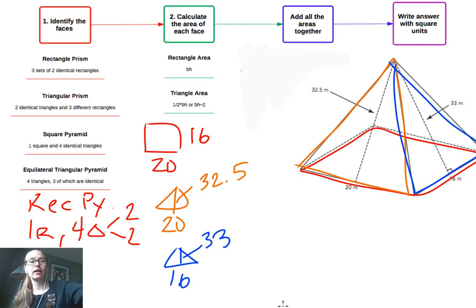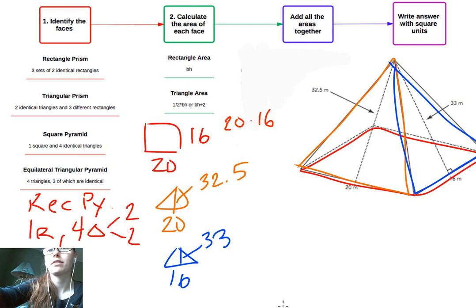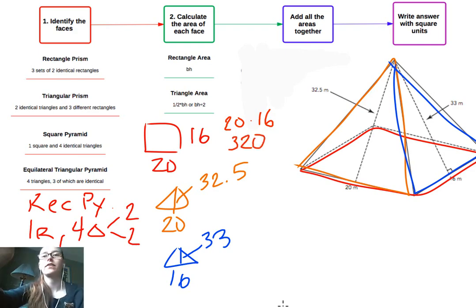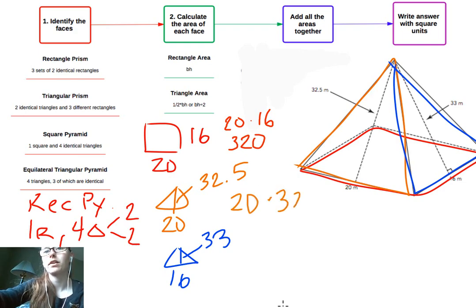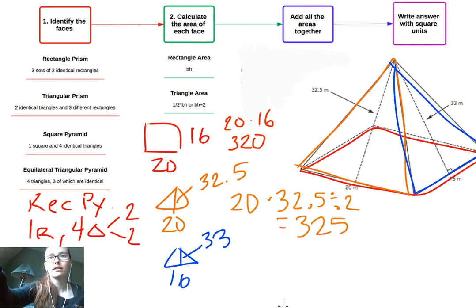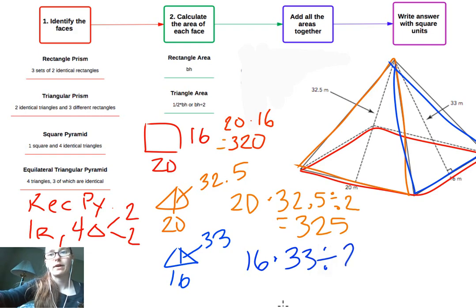Now we need to calculate the area of each face. In a rectangle, it's just base times height. So 20 times 16 gets me 320. To find the area of this orange triangle, we do 20 times 32.5 divided by 2, and I get 325. And in blue, I'm going to do 16 times 33 divided by 2 equals 264.